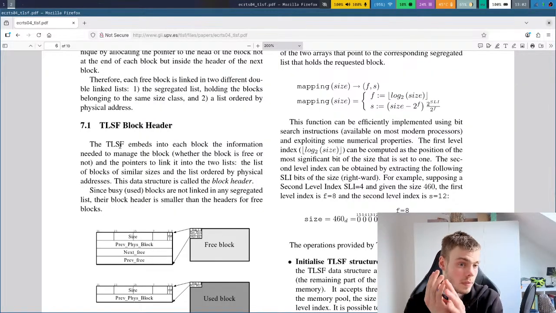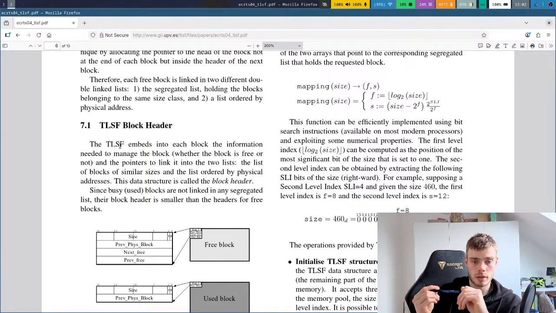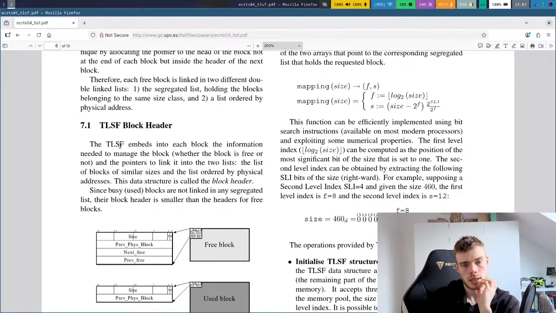TLSF block header. Okay. The TLSF embeds into each block the information needed to manage the block: whether the block is free or not, and pointers to link it into a list of blocks of similar sizes and the list ordered by physical addresses. This data structure is called the block header. Since busy blocks are not linked in any segregated list, their block header is smaller than the headers for free blocks.